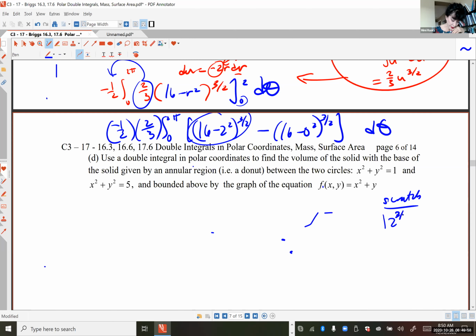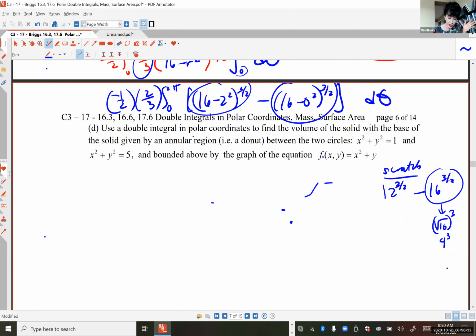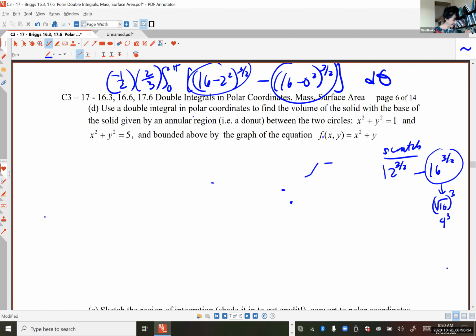12 to the 3/2. And then this thing is definitely not 0. That's 16 to the 3/2. Now, there's a few ways of going about doing this. Like my math lab, I think, will let you get away with this, but I'm going to take away 1 point because this term here, you can clean it up because this is square root of 16 cubed, which is 4 cubed, which is what? 64. Minus 64.